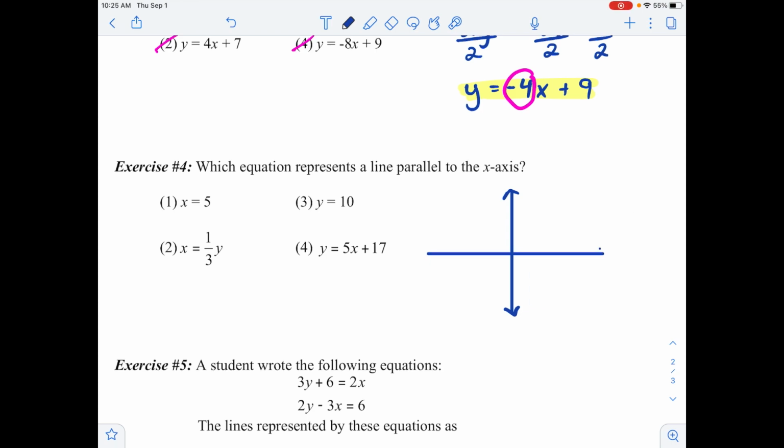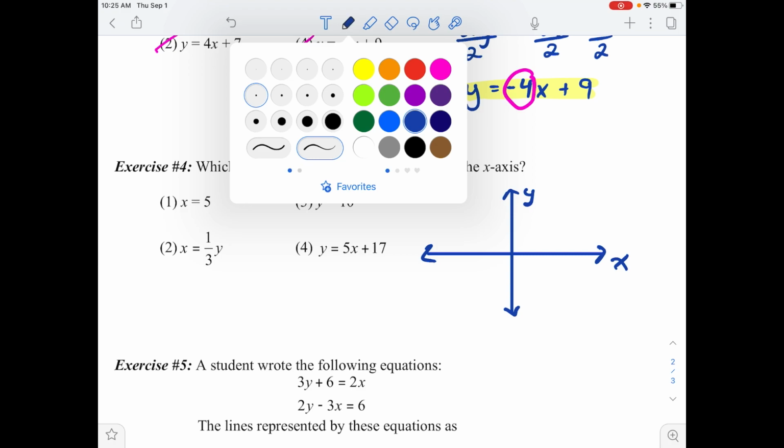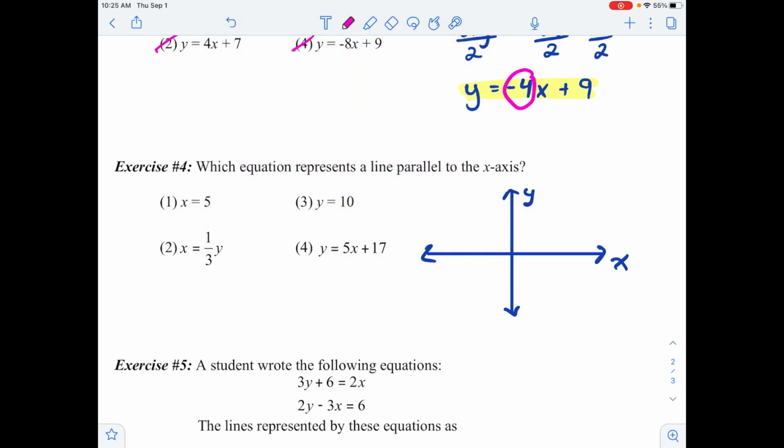And here's my x-axis. So parallel to the x-axis, we need a line that is horizontal. So we're looking at a line that's horizontal. Maybe it's here, maybe it's here. But we want a horizontal line. Horizontal lines are going to be y-equal lines.